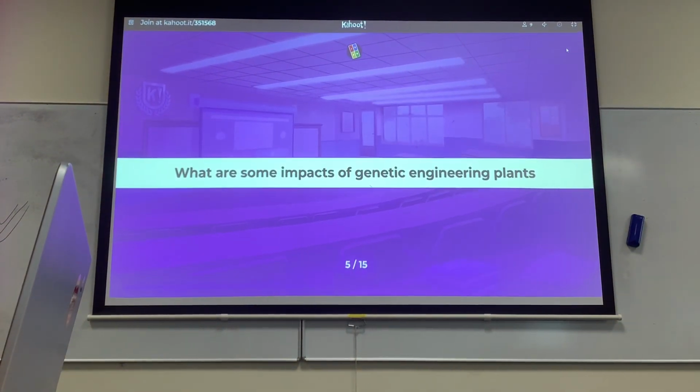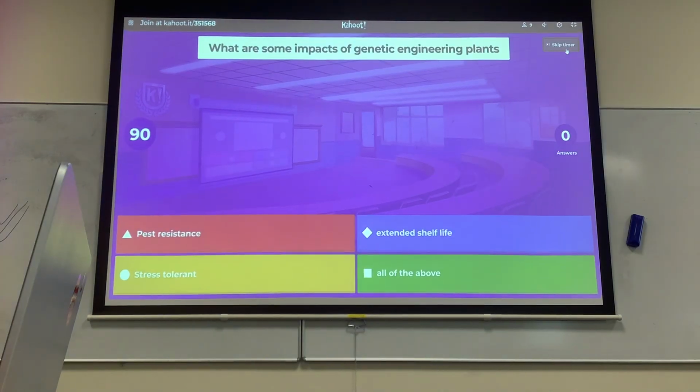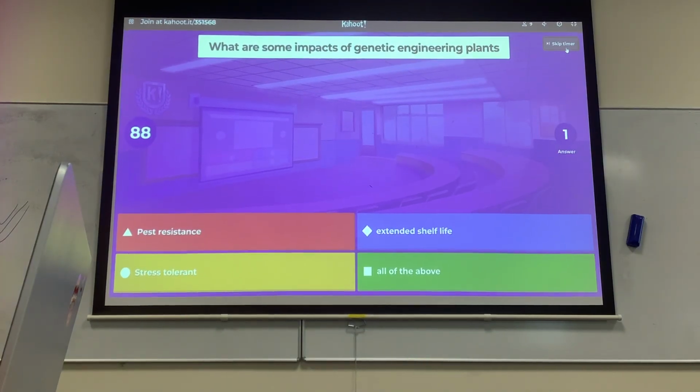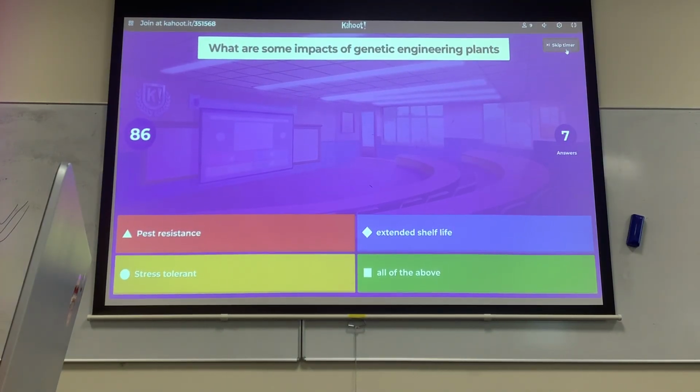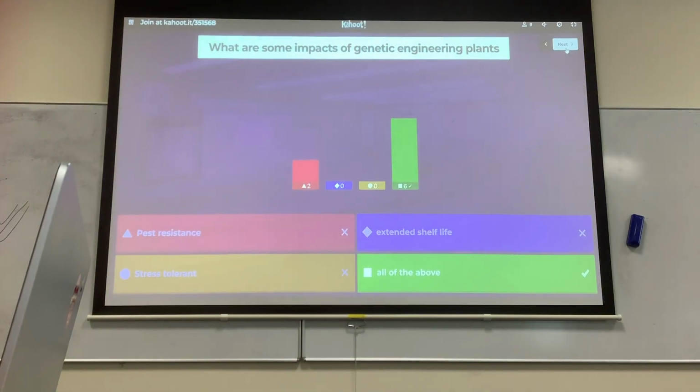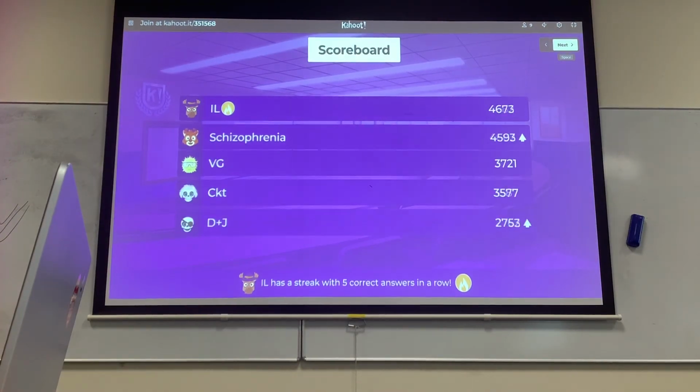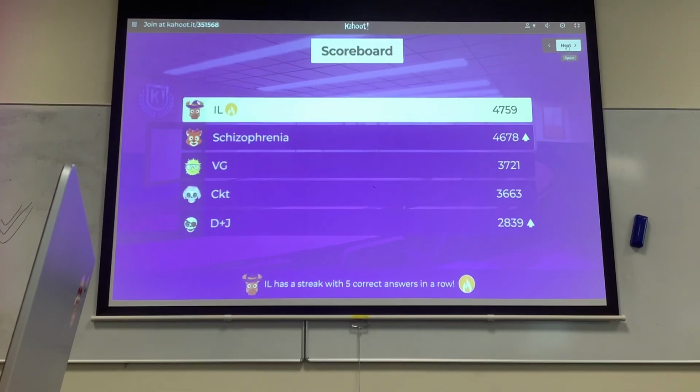What are some impacts of genetic engineering of plants? All of the above. They are all possibilities for changing phenotypes in genetically modified plants. Taste is one of them.